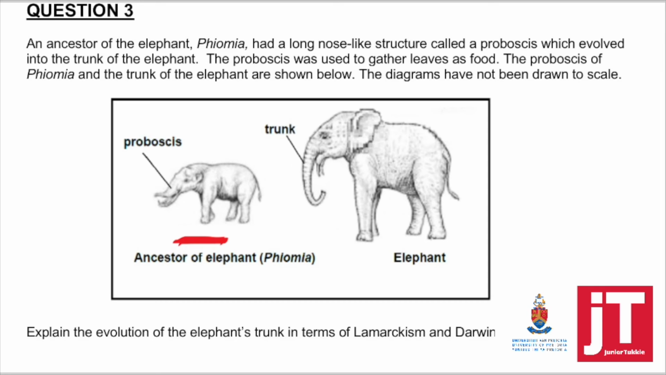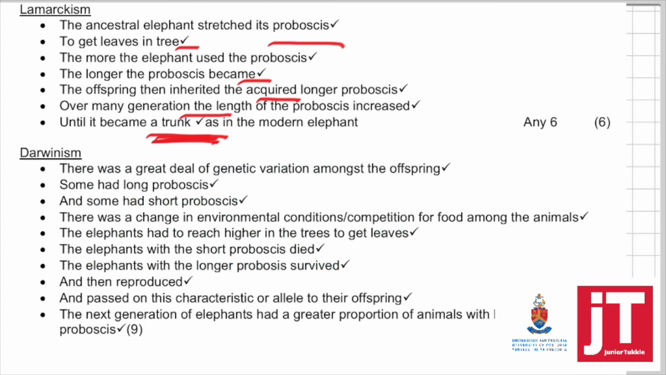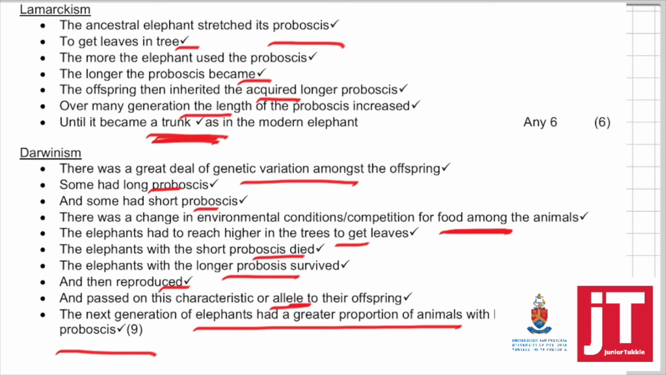And then this long proboscis was passed on to generations, and eventually all the generations of the elephant had a long trunk. So you talk about variation. Some had a long proboscis, some a short proboscis. Then there was competition for food, and the ones with the short proboscis could not get the food, they died out. Elephants with a long proboscis survived, reproduced, passed on the allele to their offspring, and then future generations had a higher number with a long proboscis, which then turned into the trunk in present days. So this is how you would answer the question.